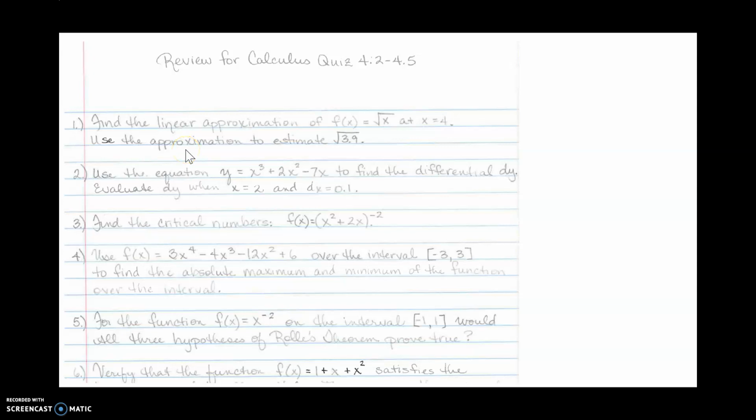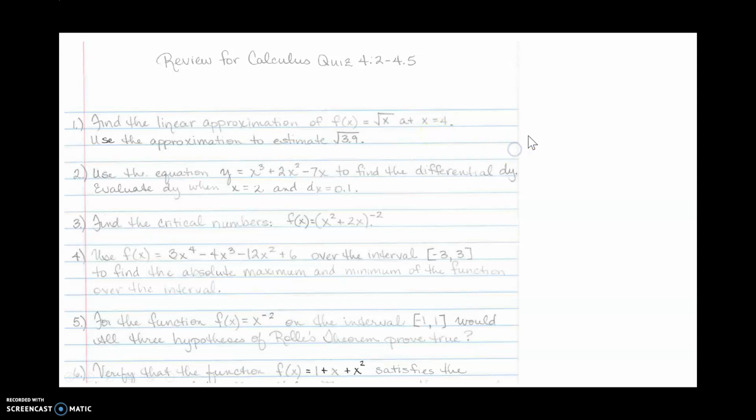All right, so let's look at the review for Calculus Quiz 4.2 to 4.5. The first thing we want to be able to do is find the linear approximation of f of x is equal to the square root of x, at x is equal to 4.